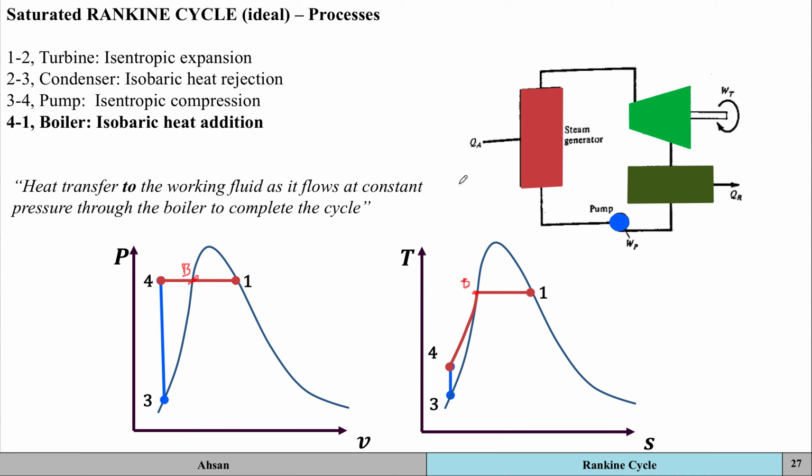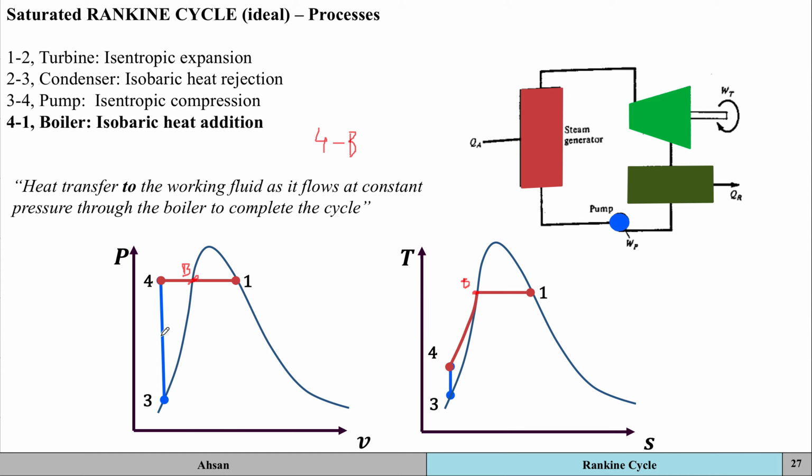Because the process of 4 to B takes place within the steam generator in a component called an economizer that is a part of the steam generator. It's called an economizer, and from 4 to B, it brings the subcooled liquid to a saturated liquid at B, within the economizer, which is part of the steam generator.